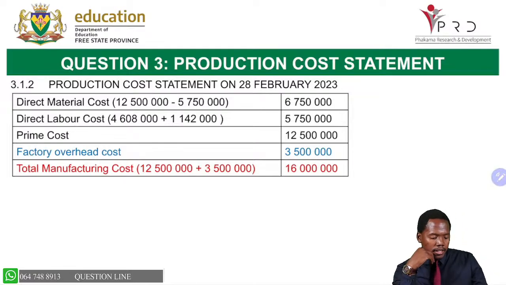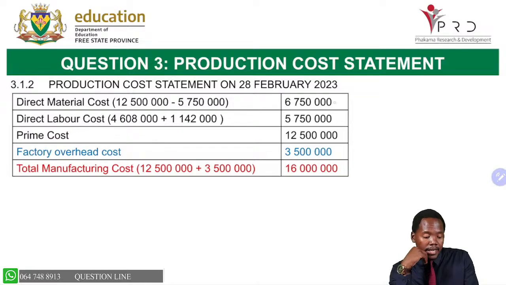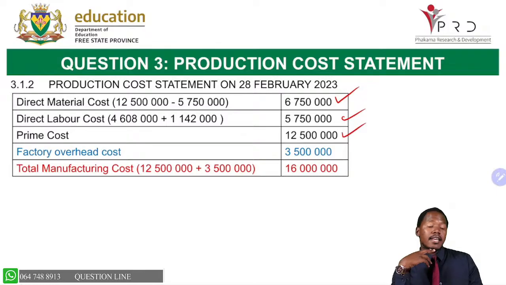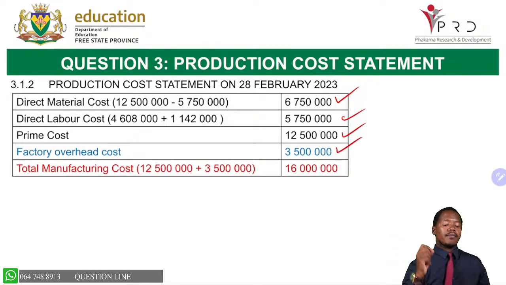Direct material cost, 12,500,000 minus 5,750,000. Already this we have done. Direct labor cost we have already calculated. Prime cost already calculated. Now remember, we calculated factory overhead. It gave us 3,500,000. So it follows the format.